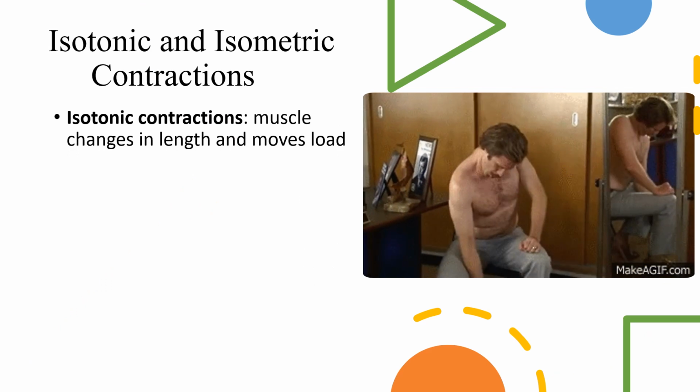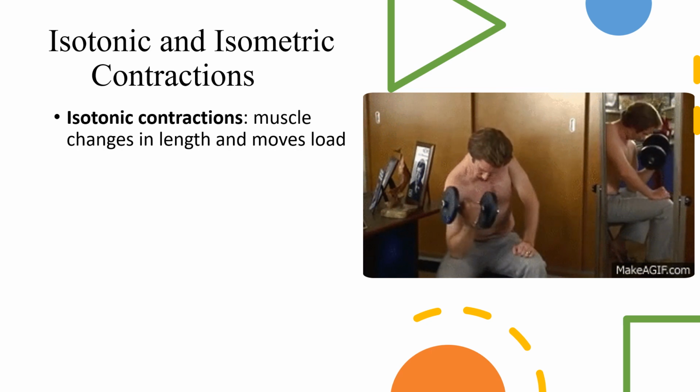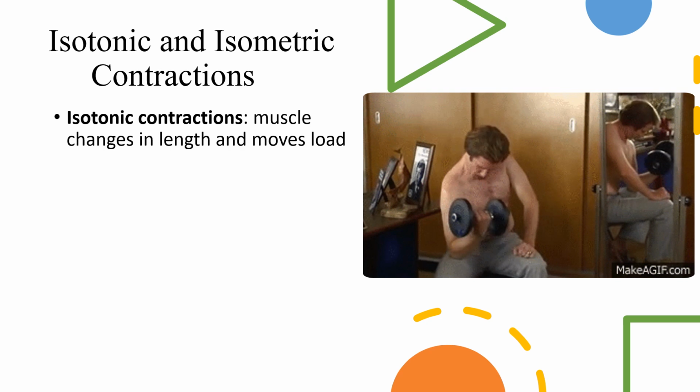So we're first going to talk about isotonic contractions. And in this situation, you're going to have muscle changes in the length and you're going to have the load being moved. And so as you can see, Ron Burgundy here working out his guns, he's going to be picking up this weight and is actually going to be moving it. And so the muscle in his bicep is going to kind of shorten and he's going to move that load.